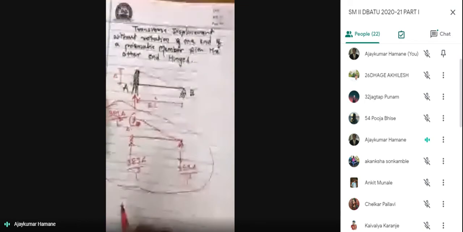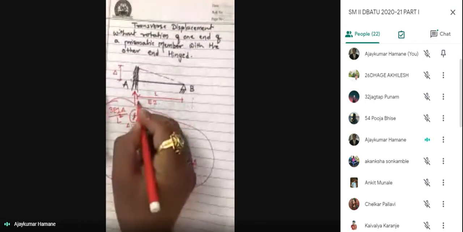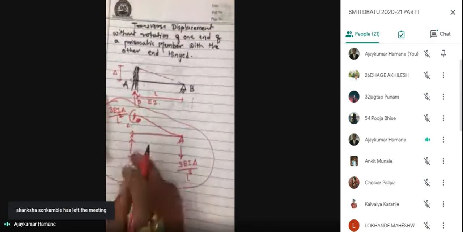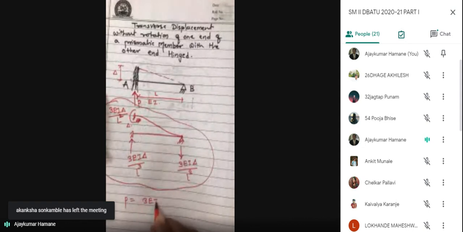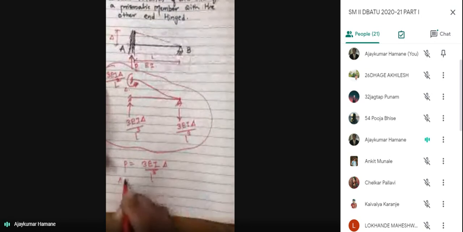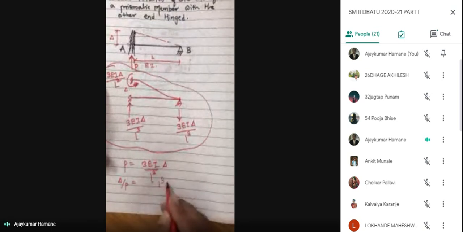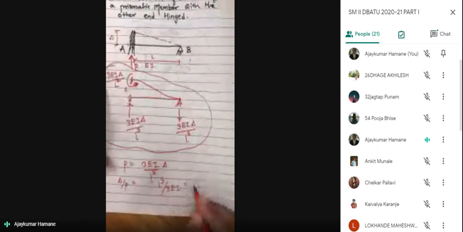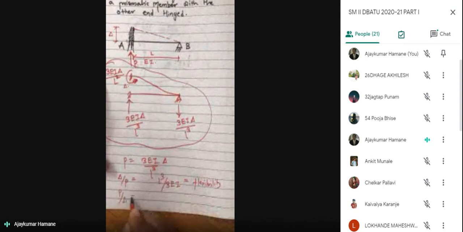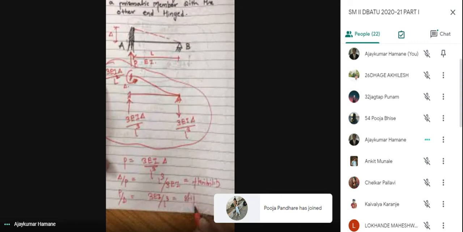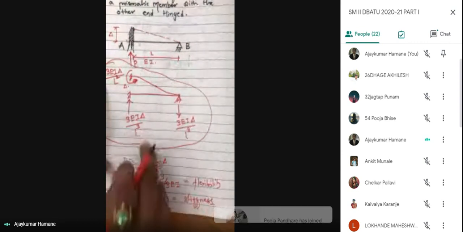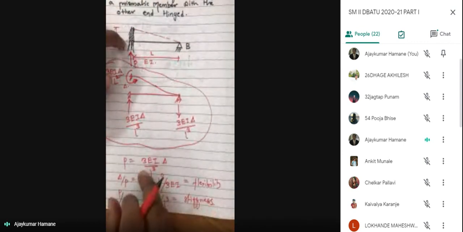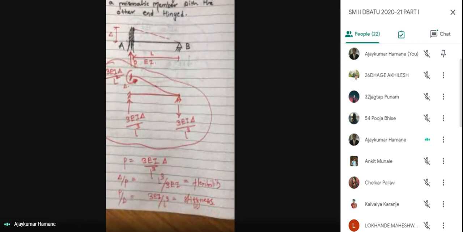So this is what the displacement is. That means here we have applied a P force, suppose, correct? The P force gives us 3 EI delta upon L cube. So delta divided by P equals L cube upon 3 EI, which is the flexibility, and P divided by delta gives us 3 EI by L cube, the stiffness. So remember this one.